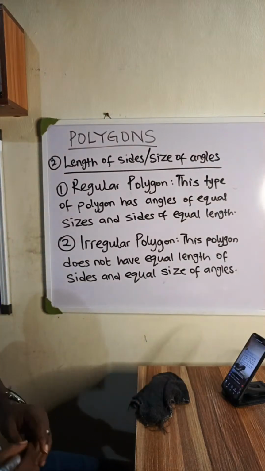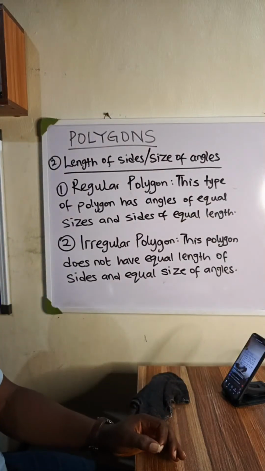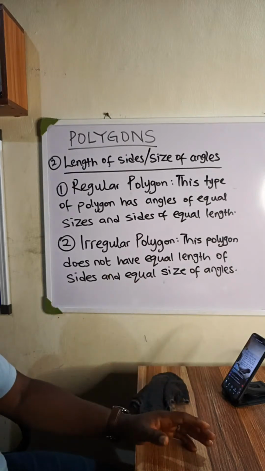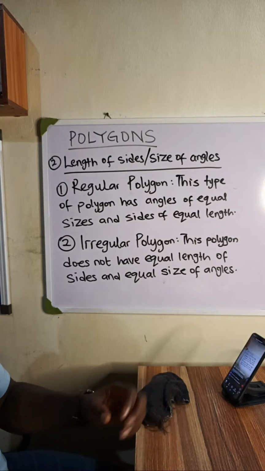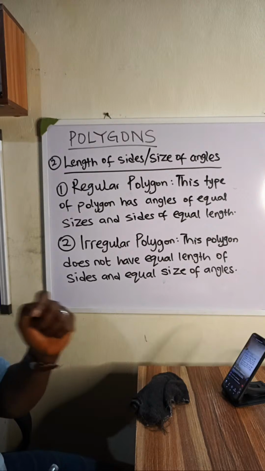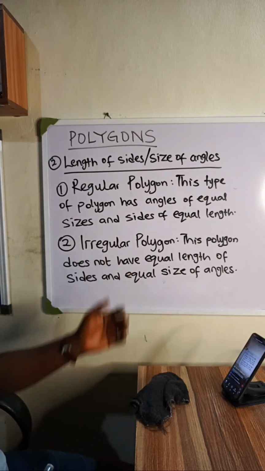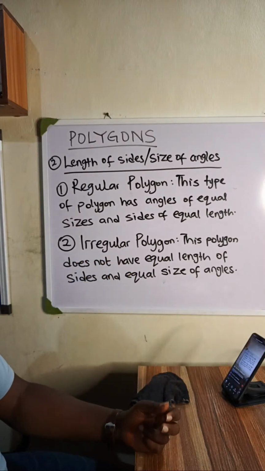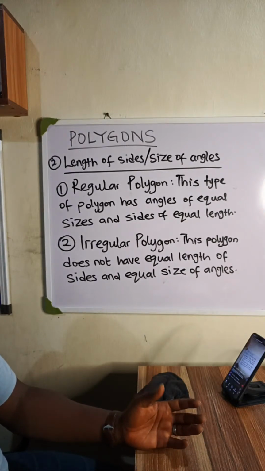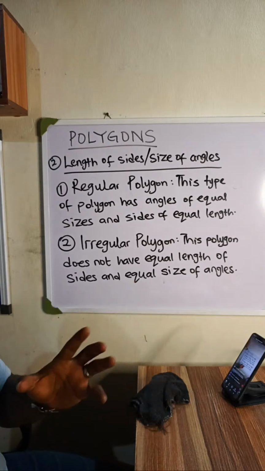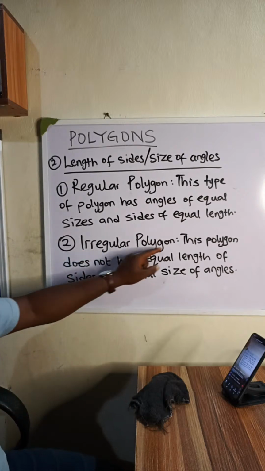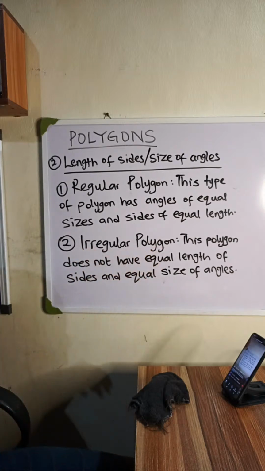So when you look at an irregular polygon, all the sides are not equal and all the angles are not equal. So whenever you come across such a polygon, that polygon is an irregular polygon. An irregular polygon can be a pentagon, a hexagon, a nonagon, or a quadrilateral. But if all the sides are not equal and all the angles are not equal, then that polygon is an irregular polygon.